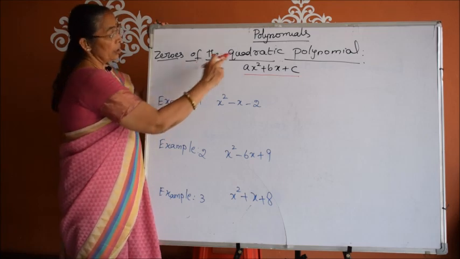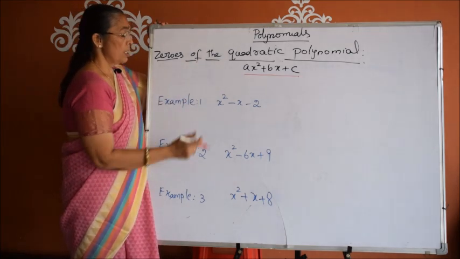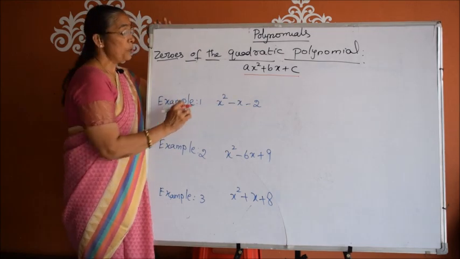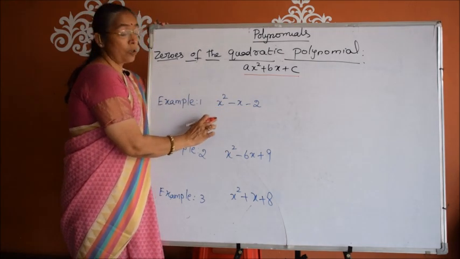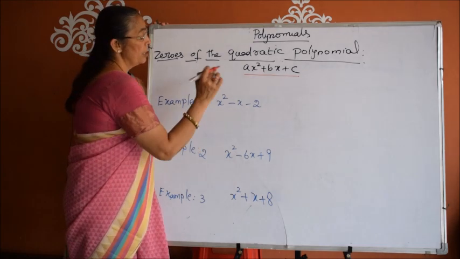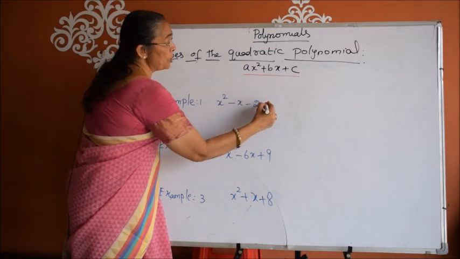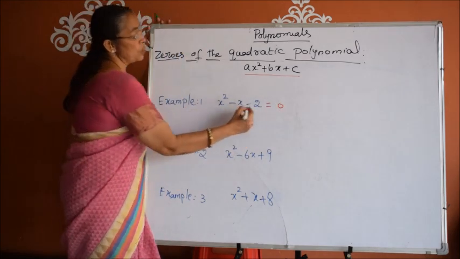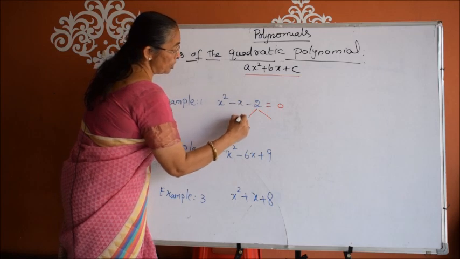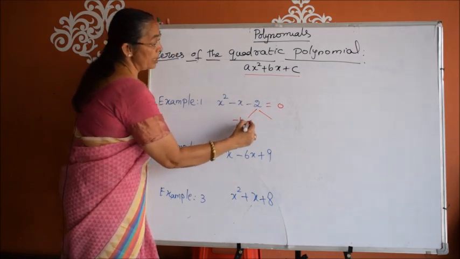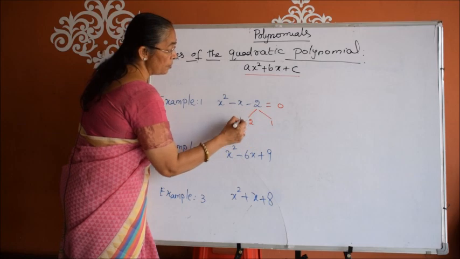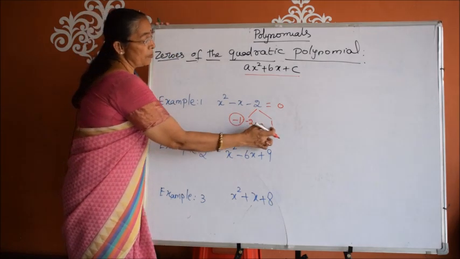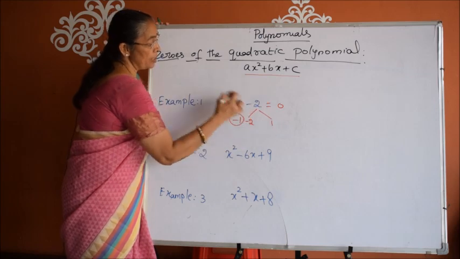Now, you know the general form of the quadratic polynomial is ax square plus bx plus c. Now, consider these 3 examples. First example: x square minus x minus 2. Let us find the zeros of this quadratic polynomial. The method to find the zeros: let me equate this to 0 and I need factors of minus 2 whose sum should give the coefficient of x, which is minus 1. So, I can take 2 and 1, with a negative sign for 2. So, minus 2 times 1 is minus 2, and minus 2 plus 1 is minus 1.